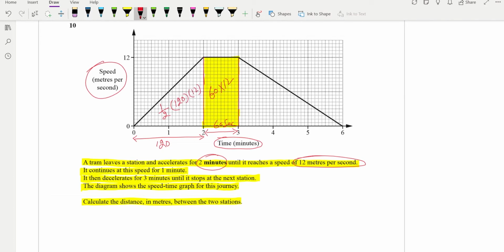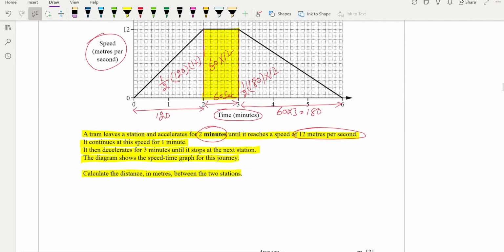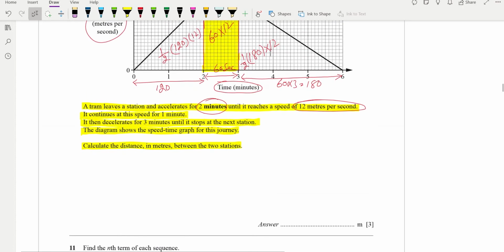Similarly the third shape: the base will be 60 plus 60 plus 60, so 60 multiplied by 3, which is equal to 180. So it will be 1 by 2 into 180 multiplied by 12, which is the height. So the area will be calculated over here, and basically this will be the distance.